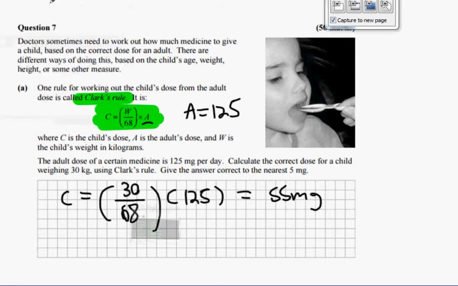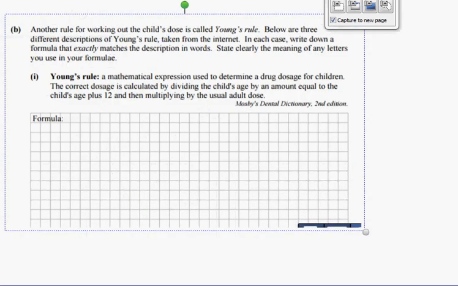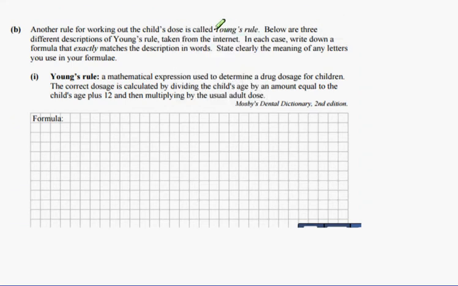Next one. Another formula for working out the child's dose is called Young's rule. So this one's all about Young's rule. Below are 3 different descriptions of Young's rule taken from the internet. In each case, write down a formula that exactly matches the description in words. State clearly the meaning of any letters you use in your formula. What they do with Young's rule is they divide the child's age by an amount equal to the child's age plus 12, and then multiply this answer by the adult's dose.